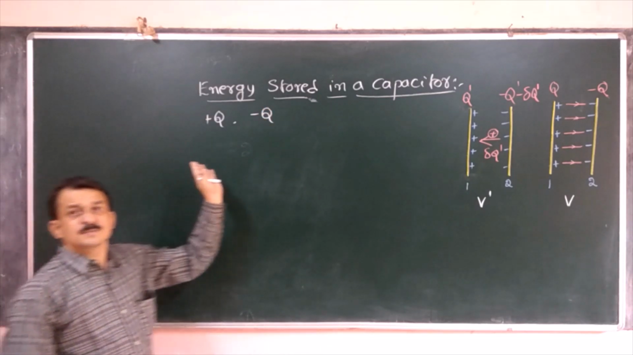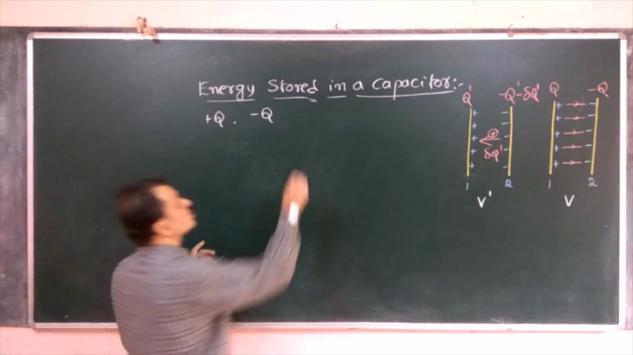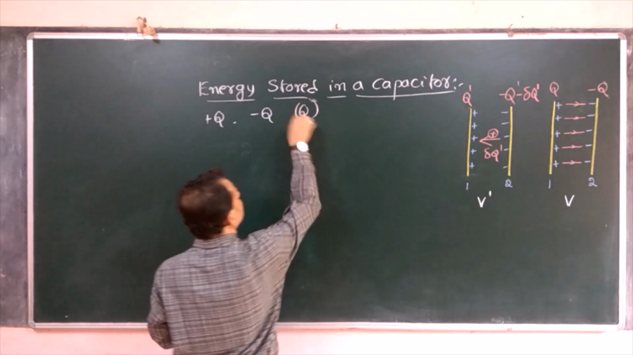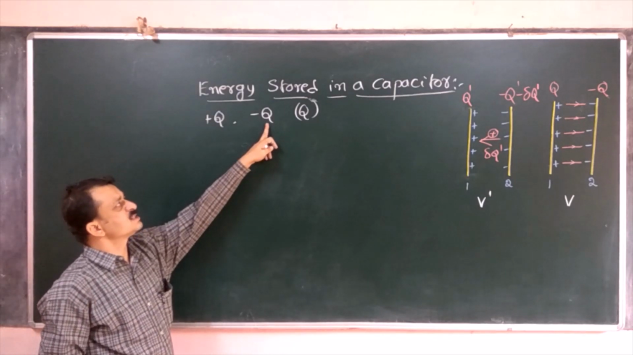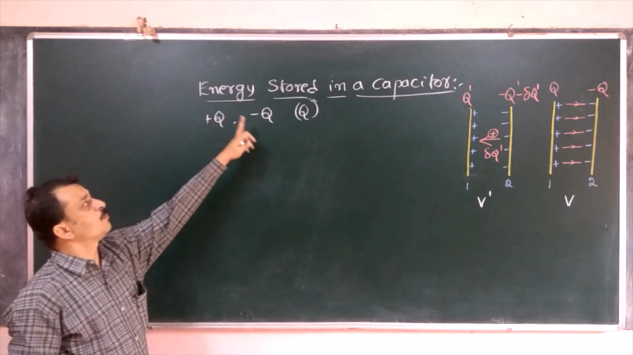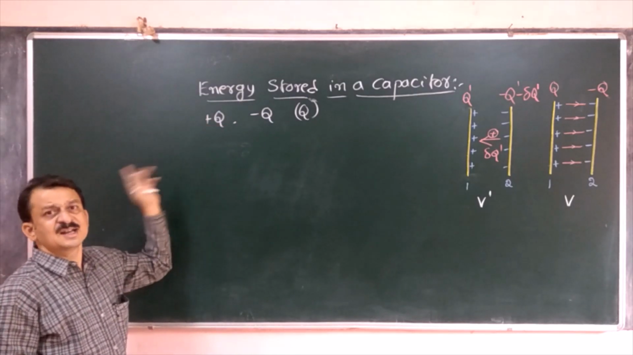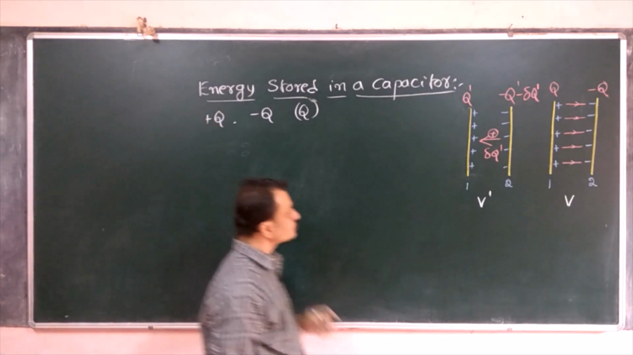Now what does the total charge mean? It is not zero. The total charge remains Q, because now this minus Q amount of charges is transferring from one conductor to the other conductor. That you remember.